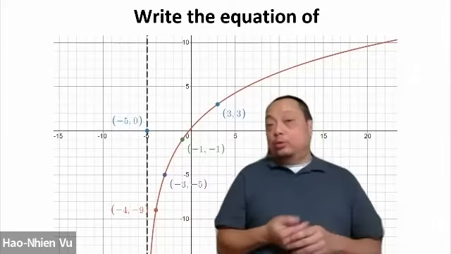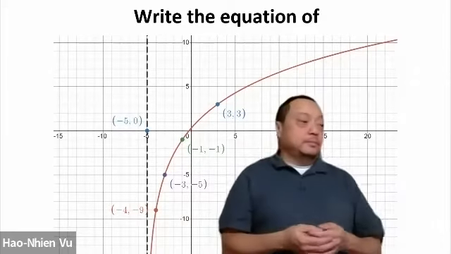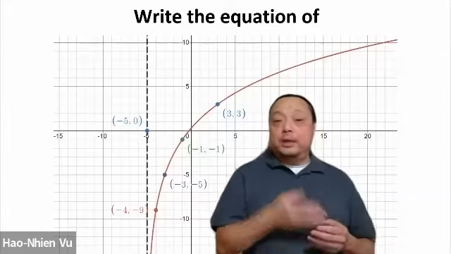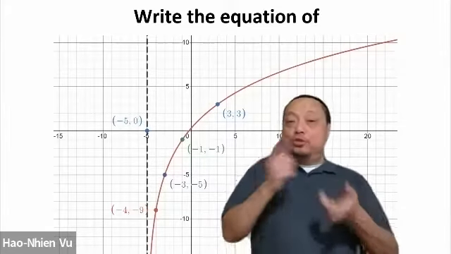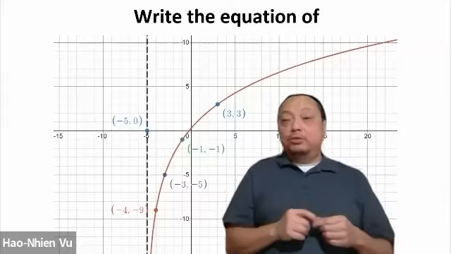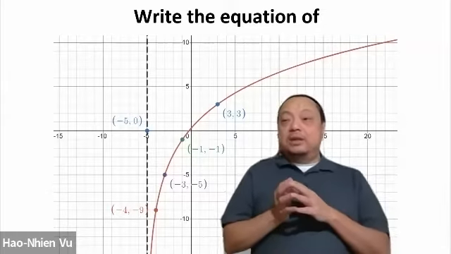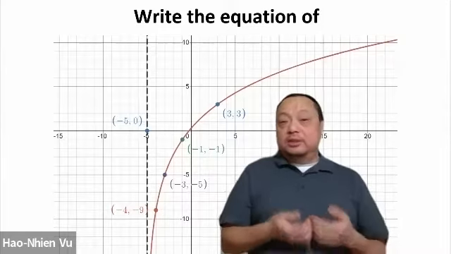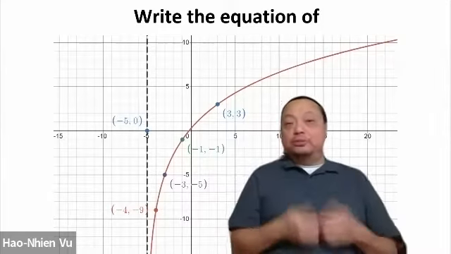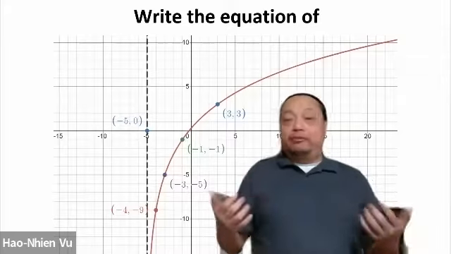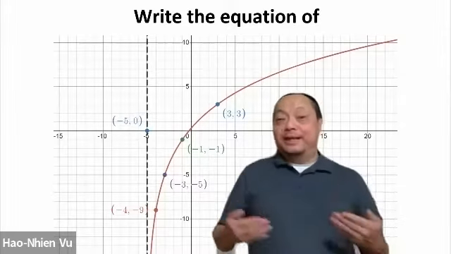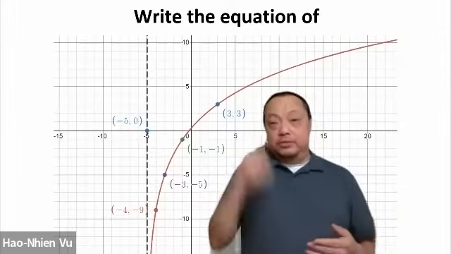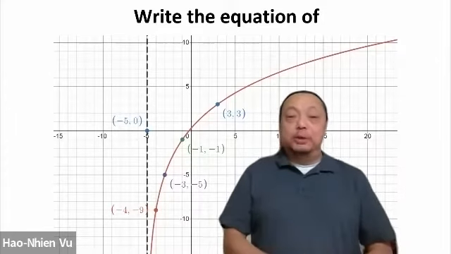Step 2, I will check my answer. Finally, step 3, I do some algebra to switch the equation back into the form of y as a logarithmic function of x. That part obviously is optional because the question asks to write the equation of, and once you have the equation, you're done. You don't need to write it in any particular form because the question is not asking for a particular form.